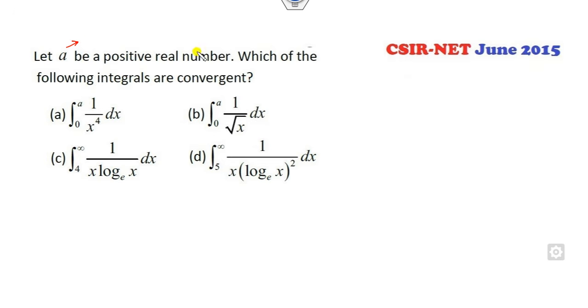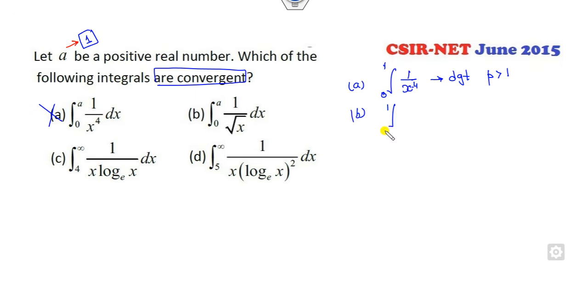A is any positive real number. Which of the following are convergent? Okay, we can apply the P test. A is any positive number, so I can choose A as 1. So it's the integral from 0 to 1 of 1 over x^4. Clearly this is divergent because P is greater than 1. Whenever it's from 0 to 1, we need P less than 1. Okay, so the first option is cancelled.